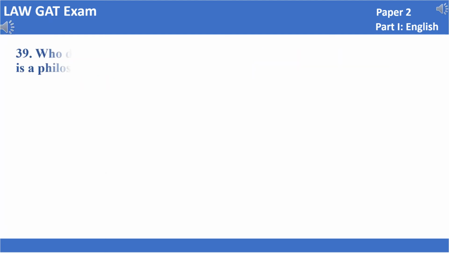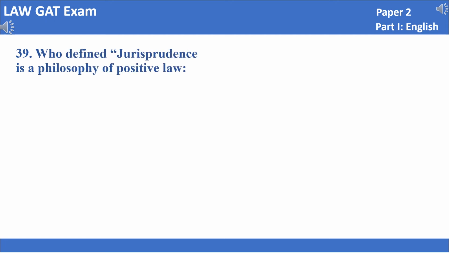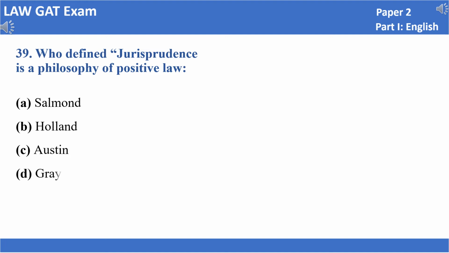Who defined jurisprudence as a philosophy of positive law? Is it option A, Salmond, or option B, Holland, or option C, Austin, or is it option D, Gray? The correct answer is option C, Austin.